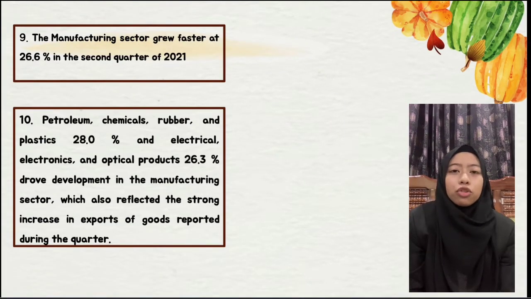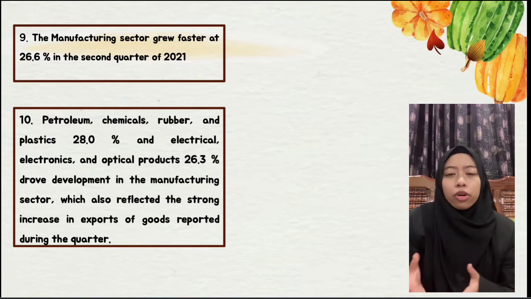The manufacturing sector grew faster at 26.6% in the second quarter of 2021. Products such as petroleum, chemicals, rubber, and plastic 28.0%, and electrical, electronics, and optical products 26.3%, drove development in the manufacturing sector, which also reflected the strong increase in exports of goods reported during the quarter. Increases in transport equipment, manufacturing and other repair to 41.6%, and non-metallic mineral products, primary metals and fabricated metal products also contributed to higher growth 33.5%.